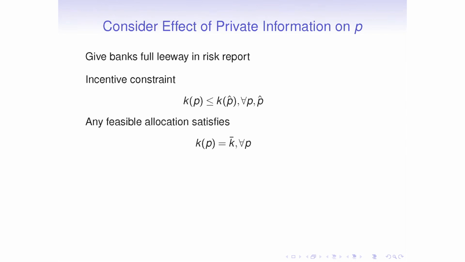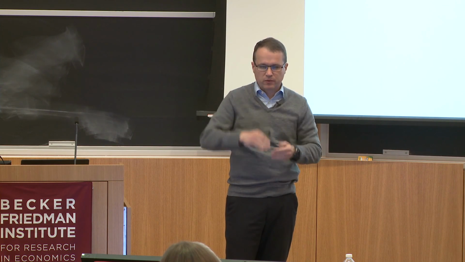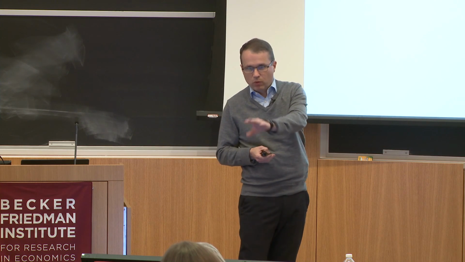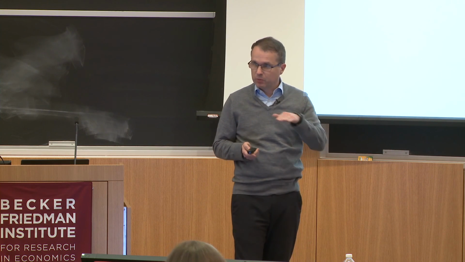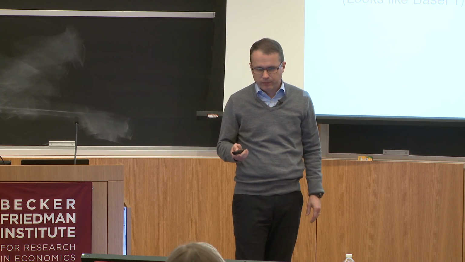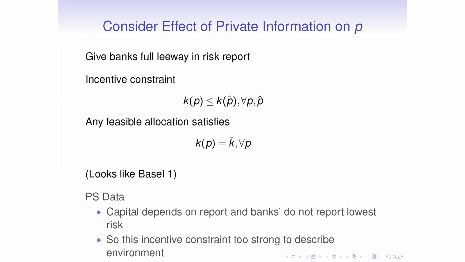And in practice, what that level of capital will be will depend on the rules of the game, the payoffs. But from what João described, it would be very low if this was describing the environment the banks operated in. In fact, it looks like Basel I. Right? That's what Basel I does. But the data that they use shows that the capital depends on the report, and banks do not report the lowest risk, okay? So this incentive constraint's too strong to describe the environment.